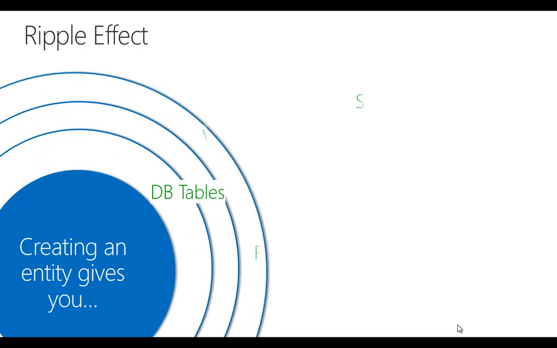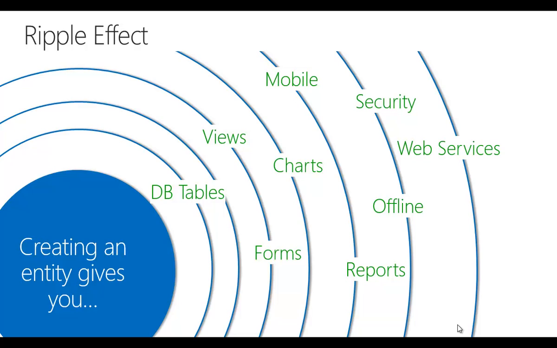What's important to understand about XRM is it's all grounded in this thing we call an entity. An entity is nothing more than a way for defining a record in a system, and then those entities can be related to other entities. And in Dynamics CRM, you have the ability to create what we call custom entities as well as modify existing entities in the system. And through entities, you get what we call the Dynamics CRM ripple effect.